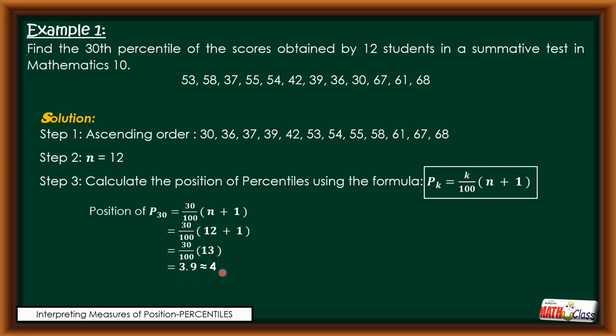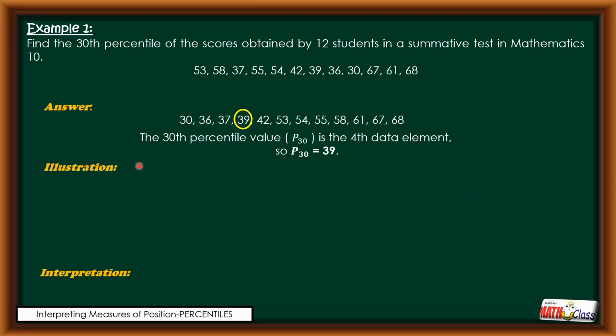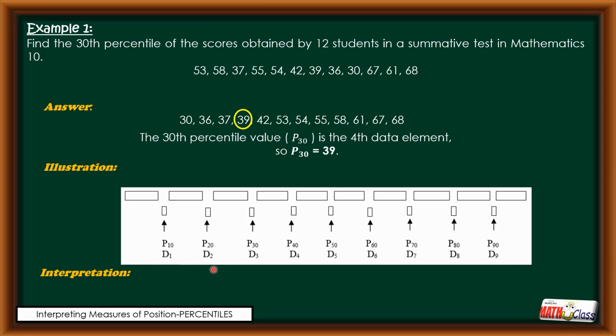3.9 becomes 4 after rounding to the nearest integer. This means the 30th percentile is the fourth element of the data. So, P30 is equal to 39. In this problem, the value of our 30th percentile is 39. Now, let us have an illustration. Our 30th percentile can be found in this part of the distribution.